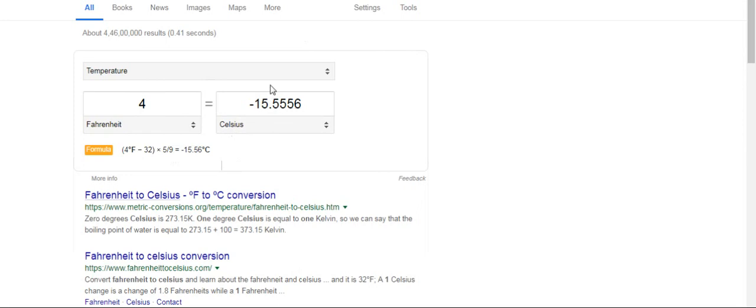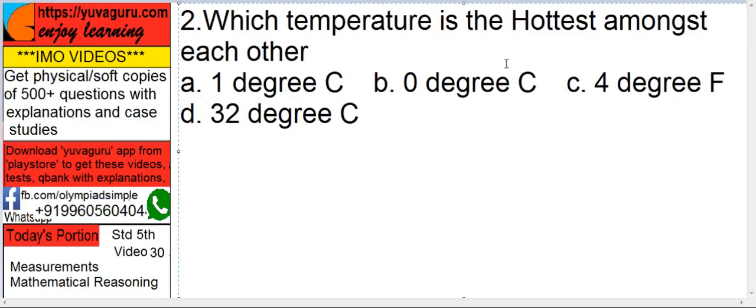So it is minus 15 degrees Celsius, means it's again coldest. Minus 15 means it is below 0. So this is colder. So which is the hottest then? Only 32 degrees. D is the answer.